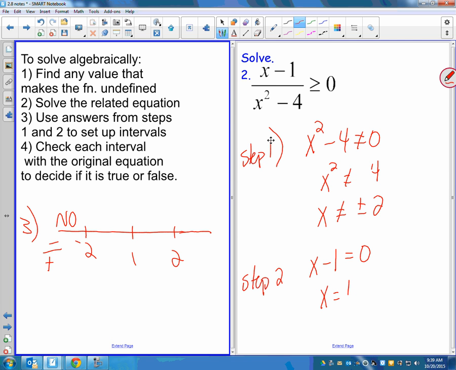And if I pick 0, I can see that would just be 0. And I would be left with -1 over -4, which is positive. So that is greater than or equal to 0. So I know that I would shade there. Or you could shade the line there, however you want to do it.